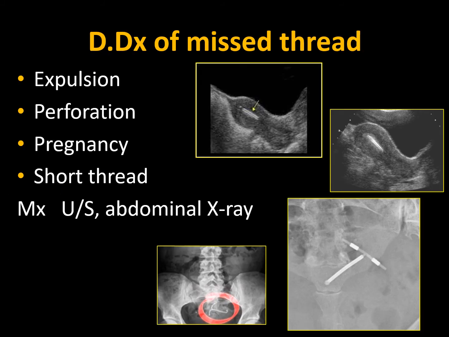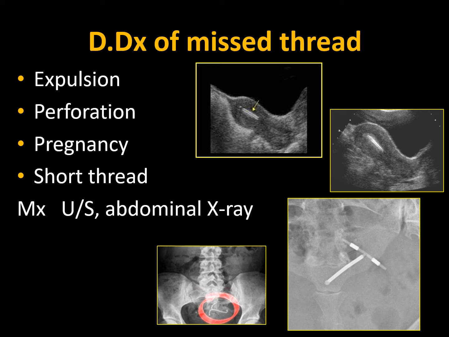When a lady presents for follow-up, as I said, you do a speculum exam to check the thread of the IUCD. If you don't see the thread, you need to think, why can't I see the thread? Is it because of expulsion? Is this IUCD still in, or was it lost out with the menstruation? Is there perforation, pregnancy, or a short thread?